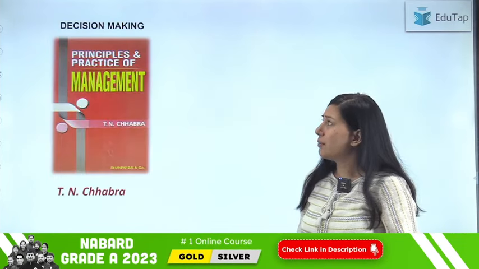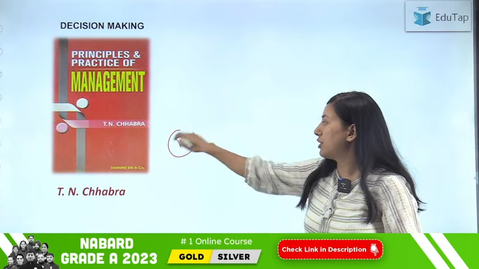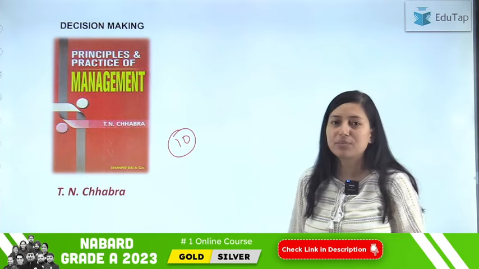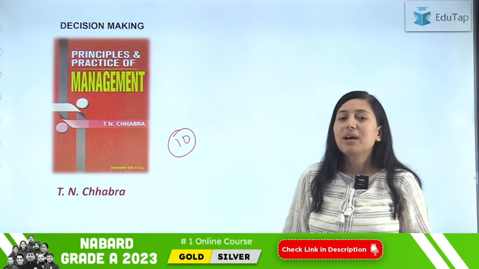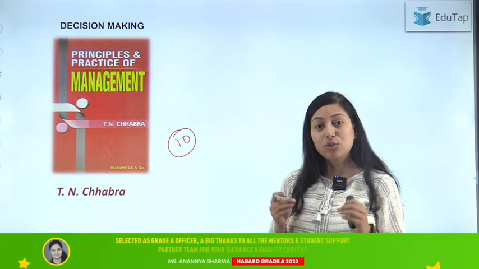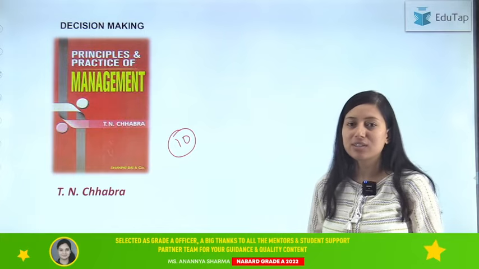Now talking about decision making. We know that only 10 marks are allotted to decision making, so only 10 questions are asked from this subject. But still you have to clear a minimum cutoff in decision making and you have to have knowledge of this subject also. You cannot just ignore this subject.